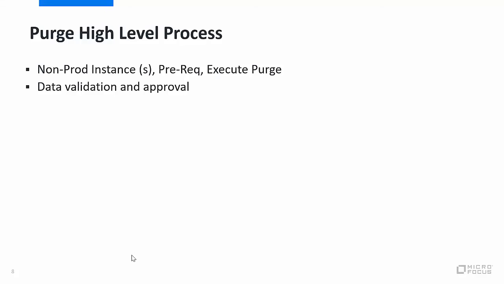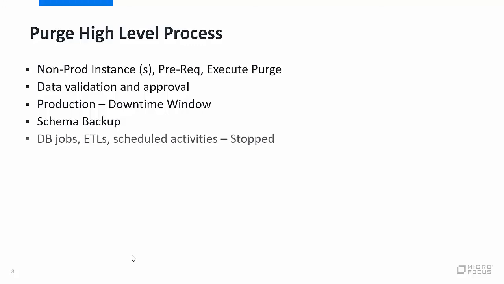And once you get all the approvals, you can actually schedule the production. You should schedule the production purge, and for that you'll need to get the downtime window approved. Just before starting the purge, once the production instance goes down, take the schema backup as well as the file system backup, just in case something goes wrong during the purge process.